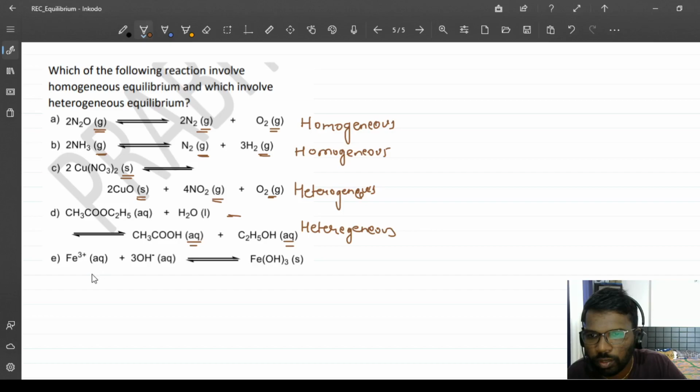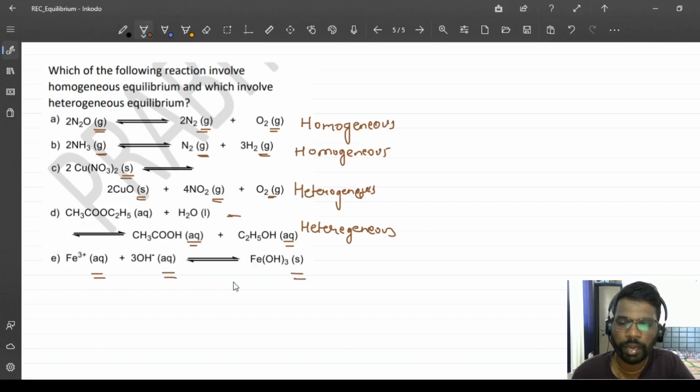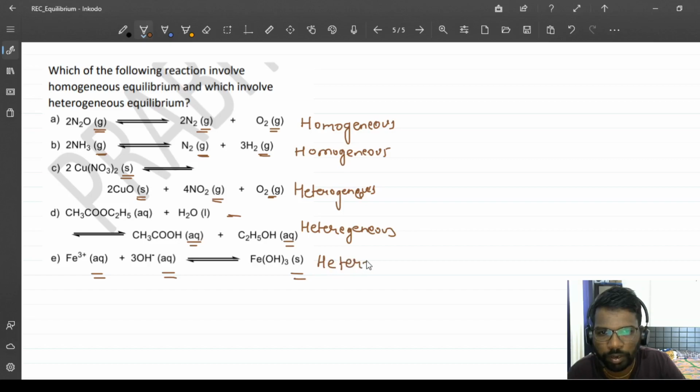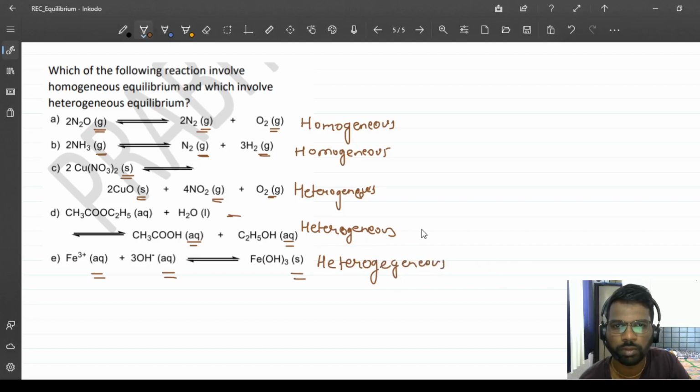This is aqueous, and this is solid. Here also the state of the product and the reactant are different, so this is also a heterogeneous equilibrium.